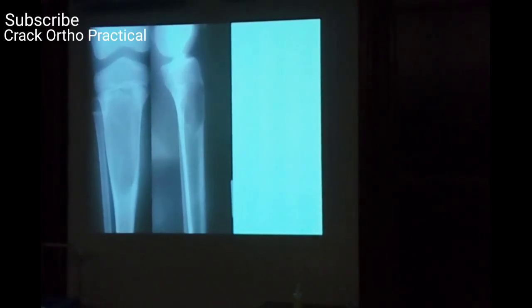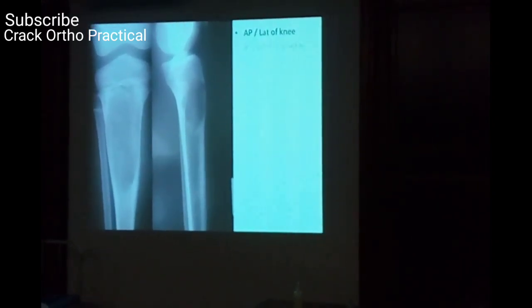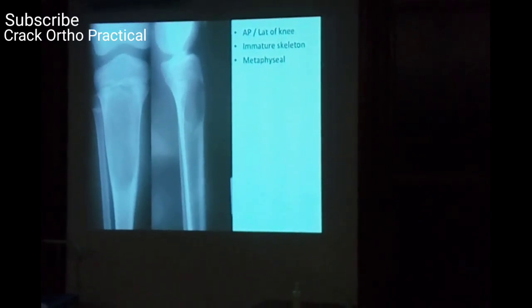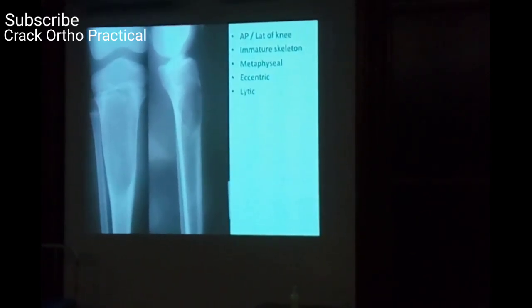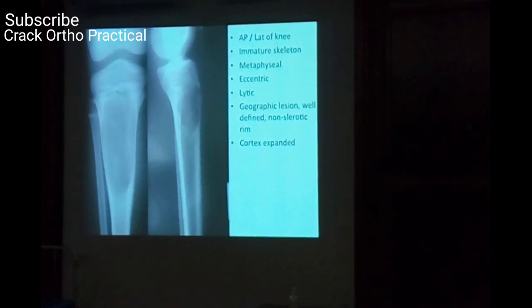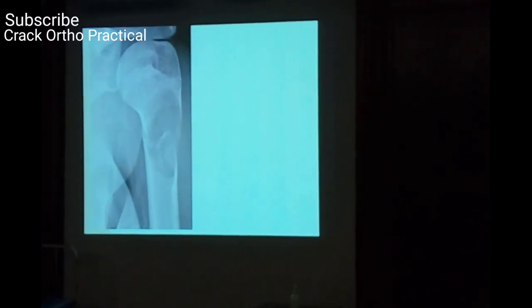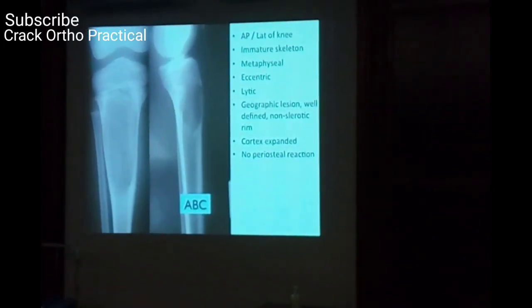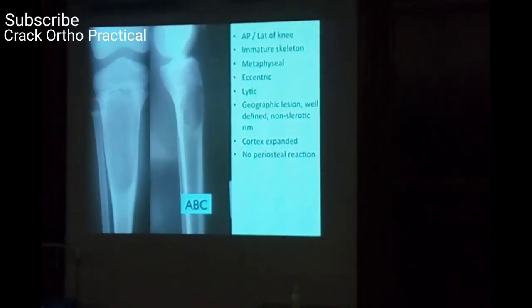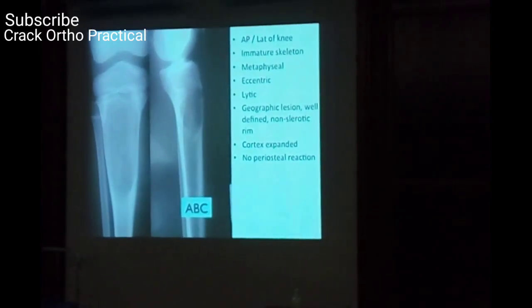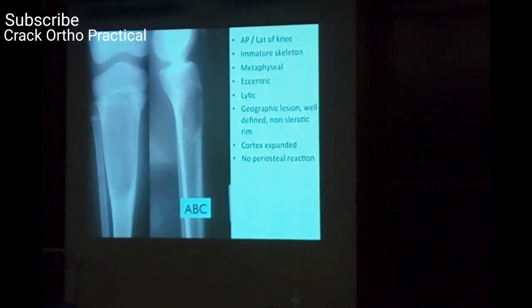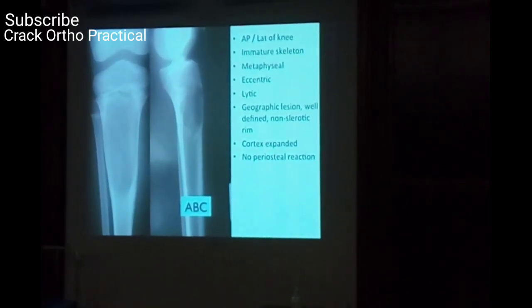You are not sure. Okay. So as rightly said, AP and lateral view of the knee, immature skeleton, metaphyseal, eccentric, lytic, geographical lesion, well-defined non-sclerotic rim, cortex expanded but not breached, and no periosteal reaction. So it was an aneurysmal bone cyst. Why? We will come to it. It is eccentric. That's right. Next.